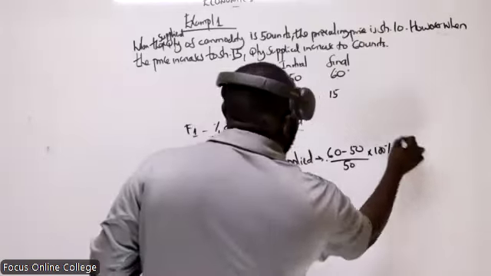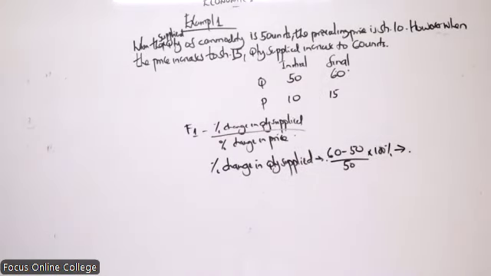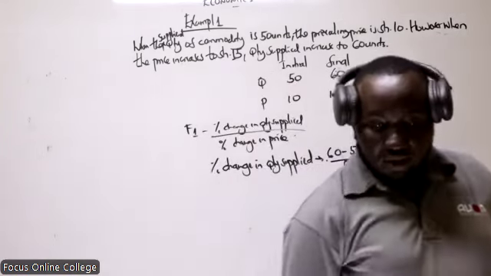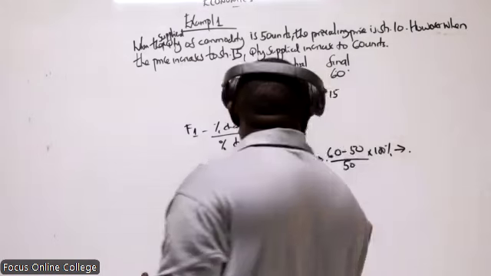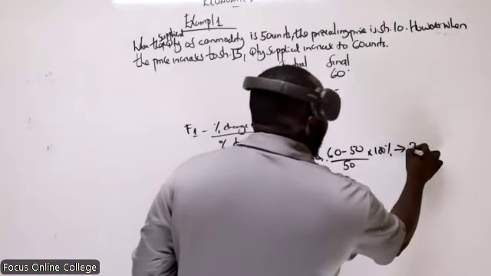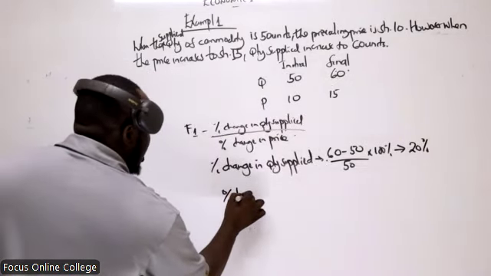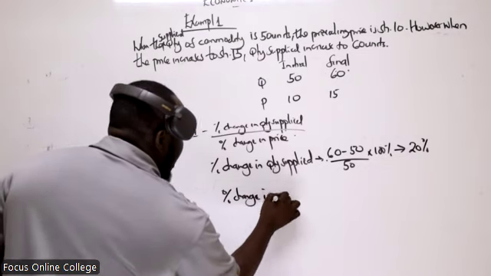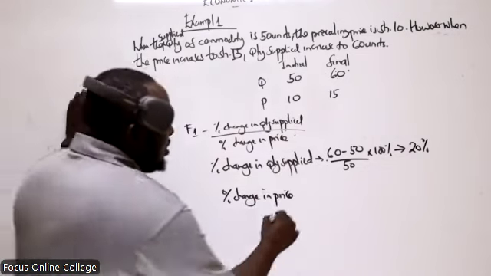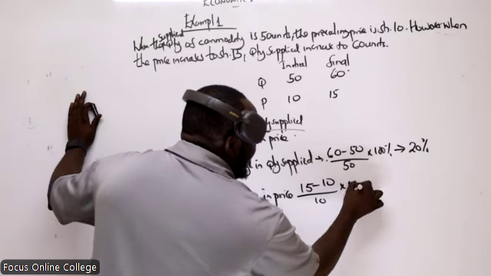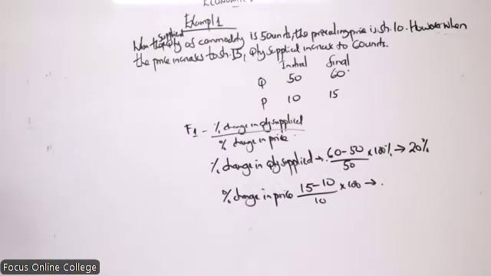What is the percentage change in quantity supplied? Kitawe has already given me that. That is 20. Thank you, 20%. Then you have percentage change in price. The final price is 15 minus initial, which is 10, over 10 times 100. What is that percentage change?